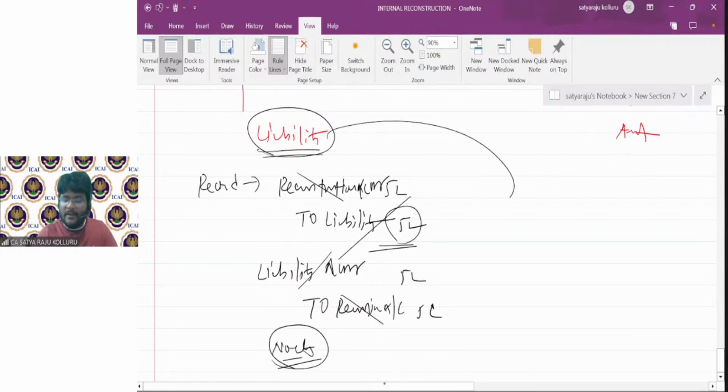No, sir, let me take a different situation for the unrecorded liability. Unrecorded liability to the extent of 5 lakhs, first we recorded. That is reconstruction to liability, first I recorded for 5 lakhs.